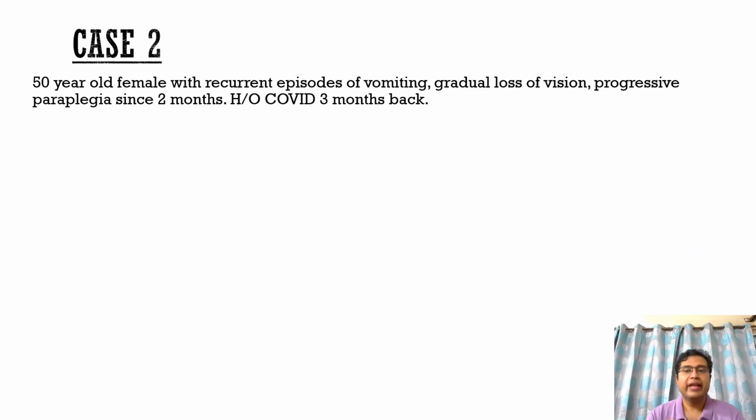Then coming to the next demyelinating disorder now, here we have a 50-year-old female with recurrent episodes of vomiting, gradual loss of vision, progressive paraplegia, and these are all since 2 months. And she has a history of COVID 3 months back.